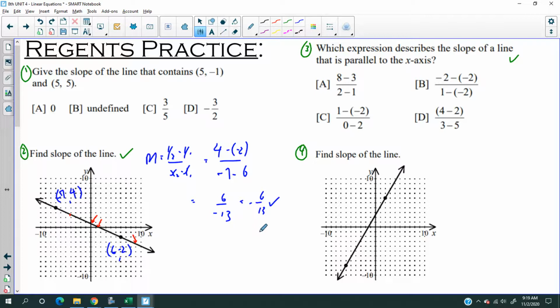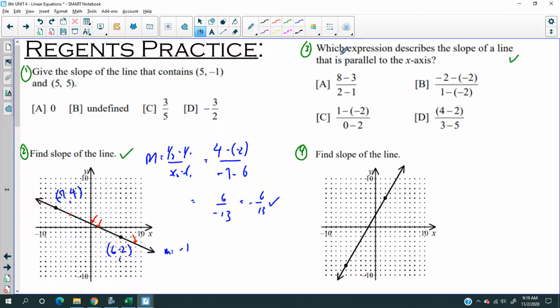6 over 13, that's not even 1. So it's a relatively flat line, right? Because if the slope was negative 1, it would look more like this. Okay, again, I can't draw a straight line. Okay, all right.